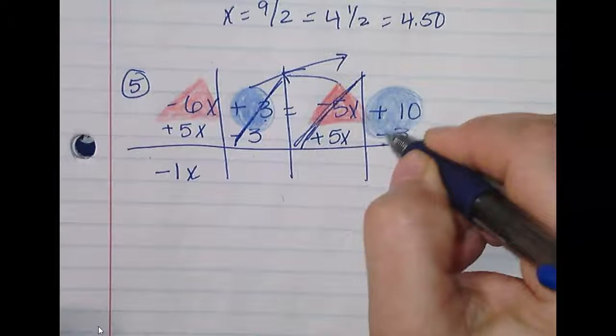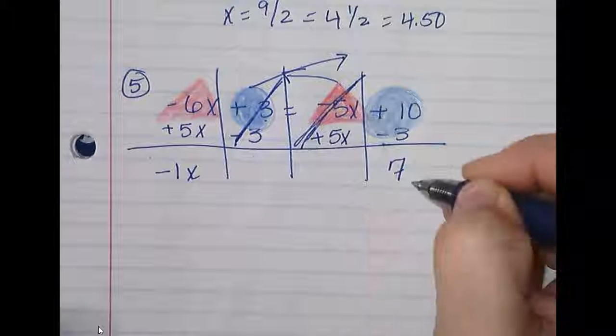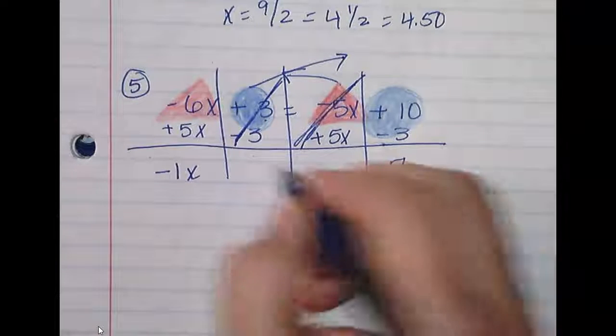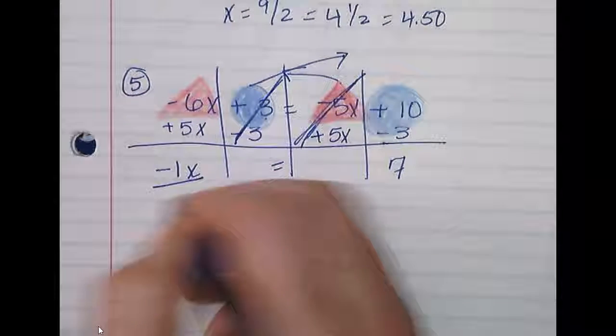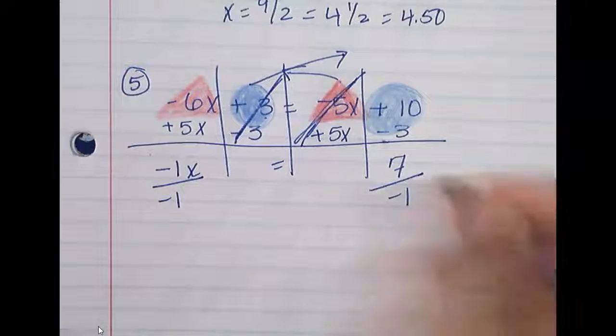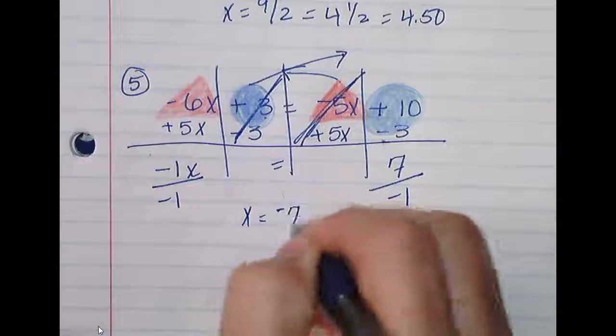And what is 10 minus 3? 7? Why not 13? Yeah, you're right, subtracting. Equal sign. Divide by -1. Divide by -1. How about x is -7?